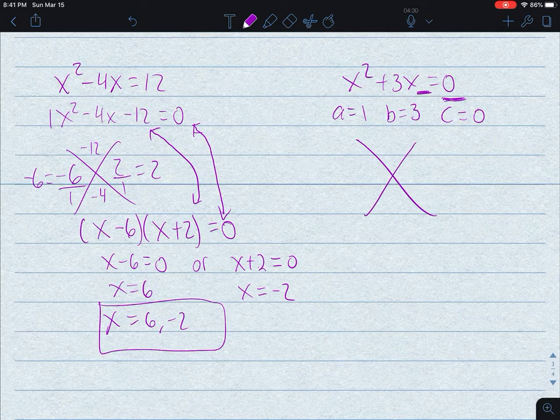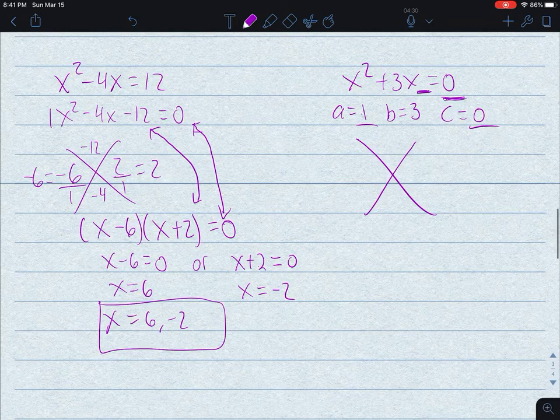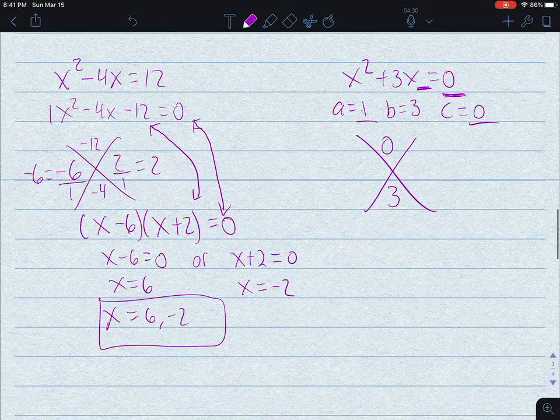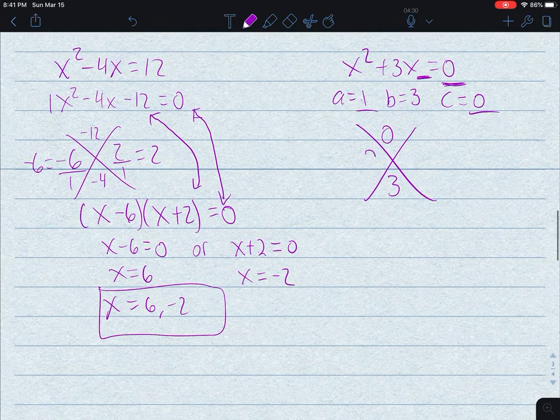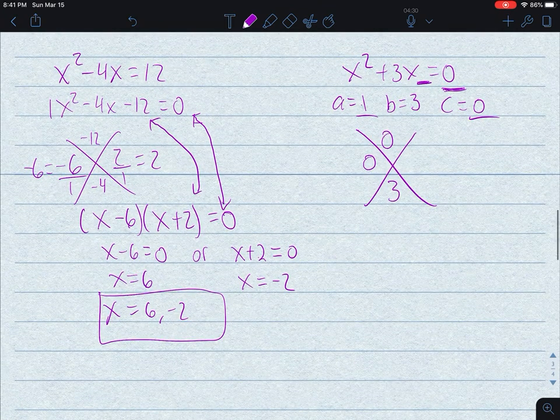I'll do my factoring chart. 1 times 0. 1 times 0 makes 0. And then a 3 on the bottom. What is something that multiplies to be 0 and adds to be 3? Well, 0 times anything makes 0, and if I need something to add to 0 to make 3, then that's going to be the number 3. We'll divide by 1.